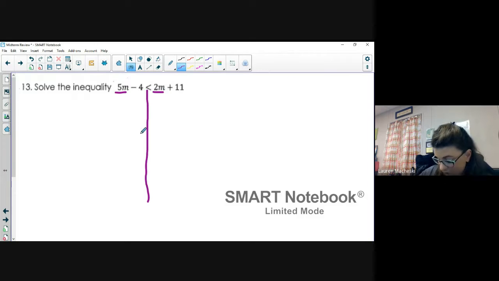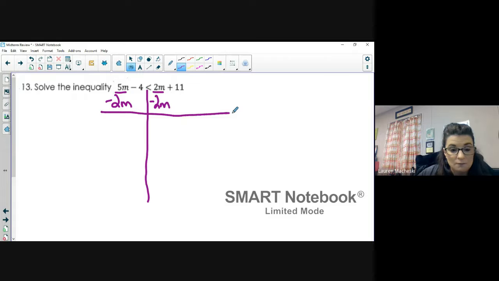So how are you going to bring the 2m to the other side? It's a positive 2m, so the opposite is minus. So let's subtract 2m. And I'm left with 3m minus 4. Bring down your inequality sign. Don't change it to an equals. So 3m minus 4 is less than 11.